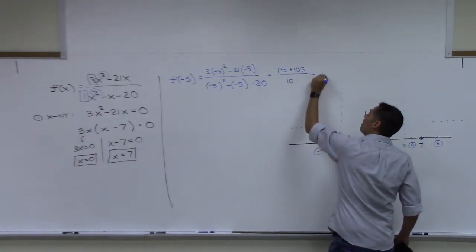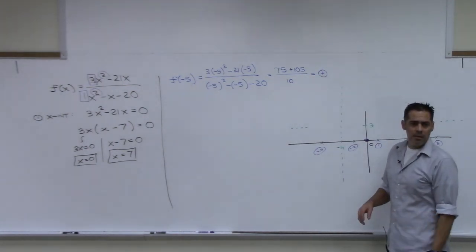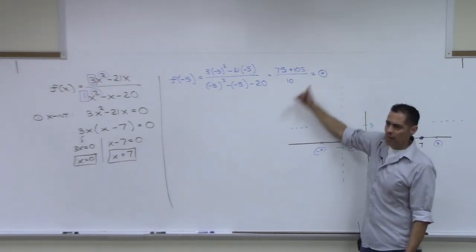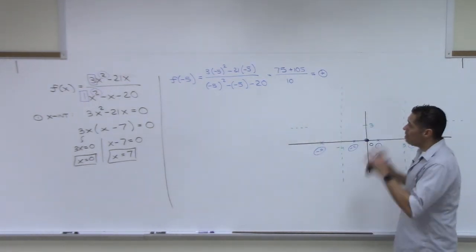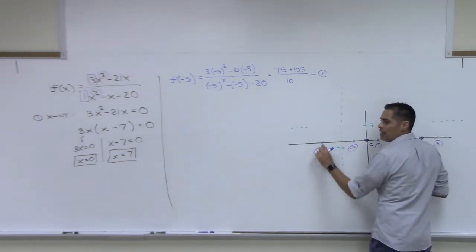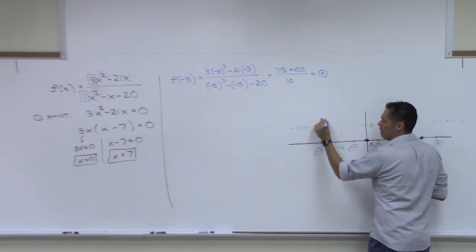And all I care about here is that this is positive. The top is positive, the bottom is positive, so positive divided by positive is positive. Now if you wanted to find the actual value, you could, but all I care about is that when I go to -5, I'm going to be above the x-axis. So I'm just going to put a point right here.